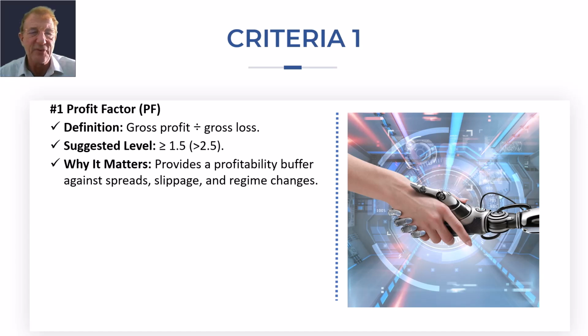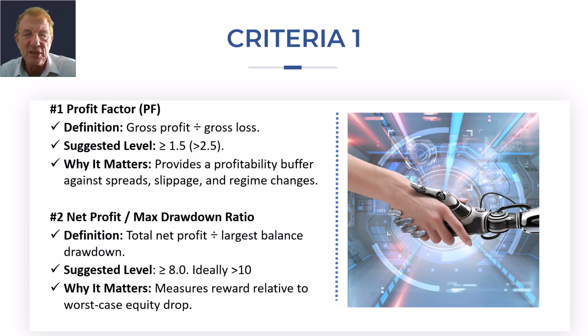The first one is profit factor. This is, as a definition, gross profit divided by gross loss. We're looking at a suggested level of in excess of 1.5, but I would say ideally I'd like to see over 2.5. And what this does is it provides you a profitability buffer against spread, slippage and regime changes that you'll see in a live environment. Of course, we can legislate for that to some degree, which we might reference later.